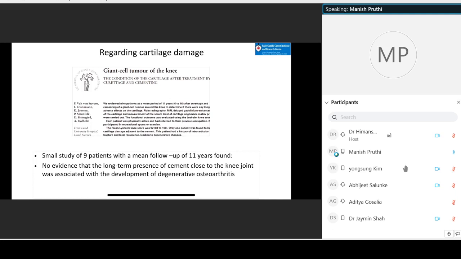And then the risk of cartilage damage, as suggested by this paper, which is a small study. They saw the x-rays, MRI, and measured the cartilage oligomeric matrix proteins in follow-up, and they found that there is no evidence that suggests a long-term presence of cement close to the joint will lead to degenerative arthritis. It is mainly because of the mechanical reasons rather than cement-induced damage to the cartilage.